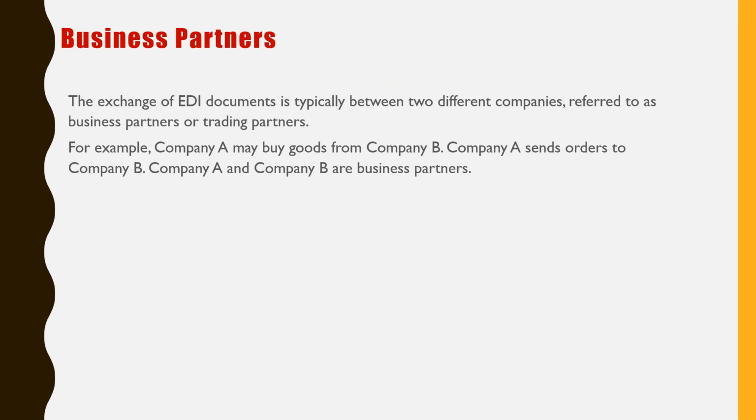So last one, business partners. The exchange of EDI documents is typically between two different companies. Earlier I told you about two different persons transferring documents via computer. Here, the two different companies are referred to as business partners or trading partners. For example, company A may buy goods from company B. Company A sends an order to company B. Company A and company B are business partners. That is an example of business partners.